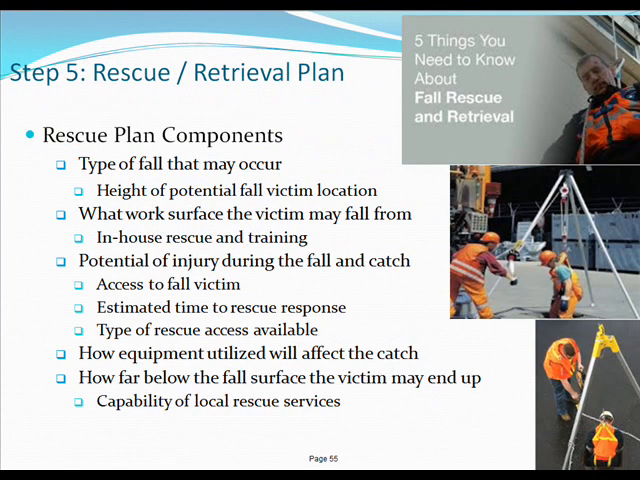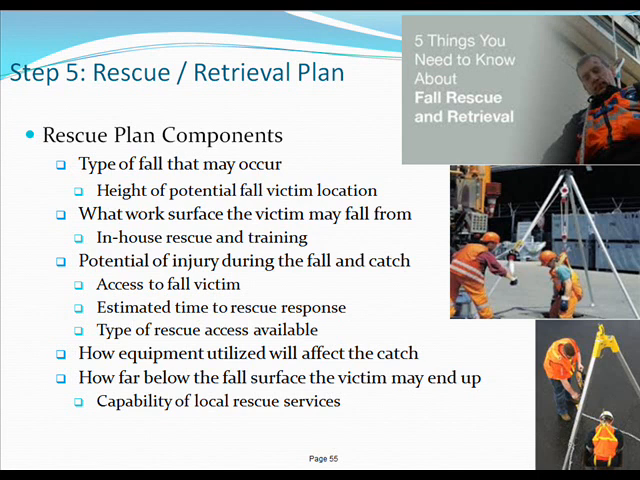Step 5. Rescue Retrieval Plan. Rescue plan components. Type of fall that may occur. Height of potential fall victim location. What work surface the victim may fall from. In-house rescue and training. Potential injury during fall and catch. Access to the fall victim. Estimated time to rescue response. Type of rescue access available. How equipment utilized will affect the catch. How far below the fall surface the victim may end up. Capability of local rescue services.